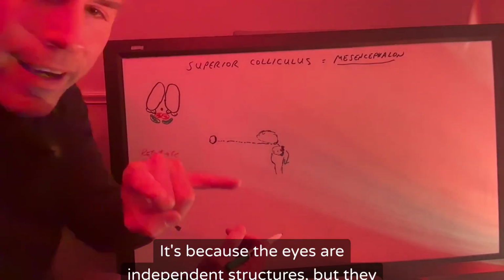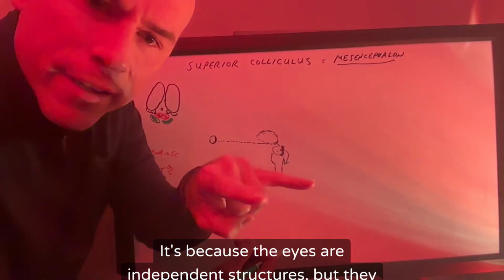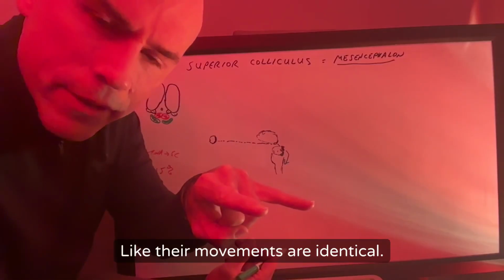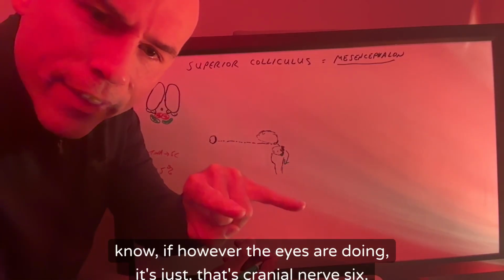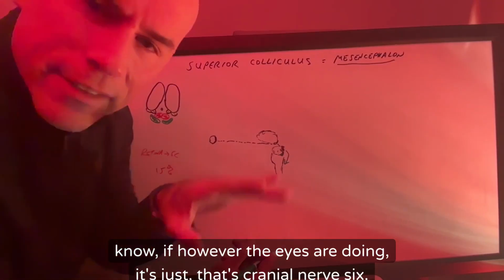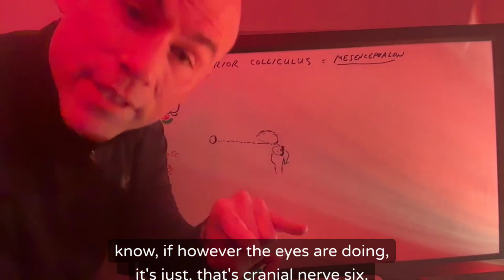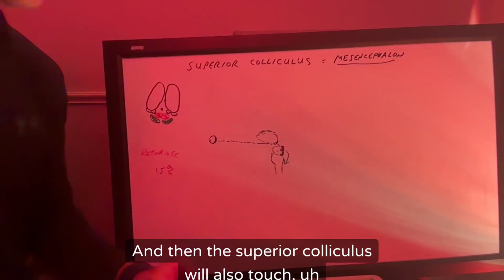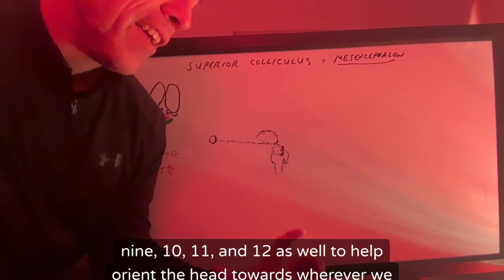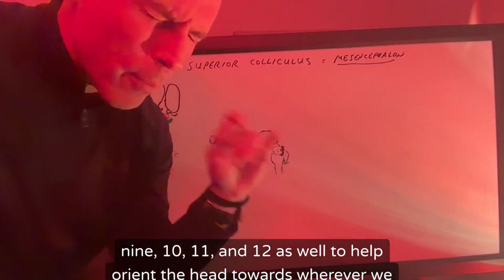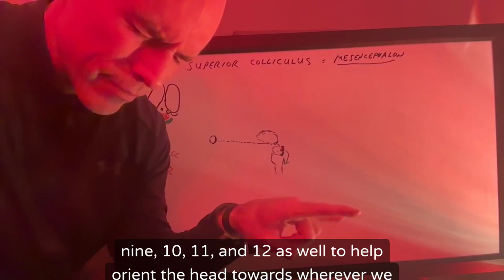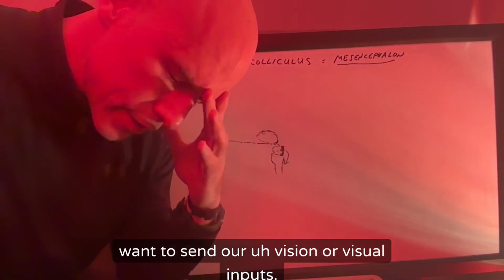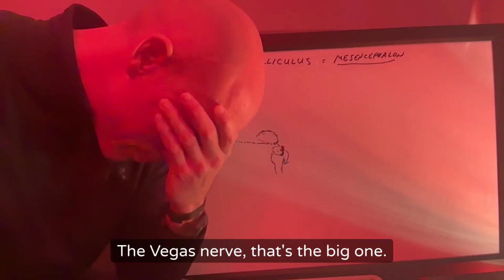It's because the eyes are independent structures, but they orient identically, like their movements are identical. That's cranial nerve 6. And then the superior colliculus will also touch 9, 10, 11, and 12 as well to help orient the head towards wherever we want to send our vision or visual inputs. Okay. Now 10 is the easy one, the vagus nerve.